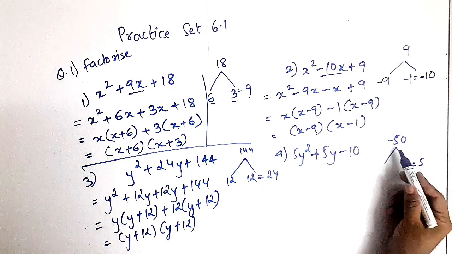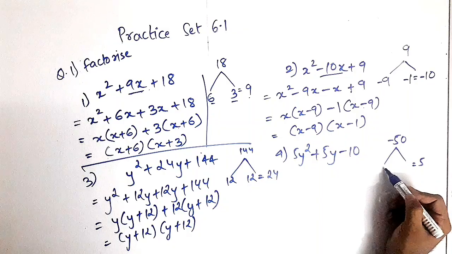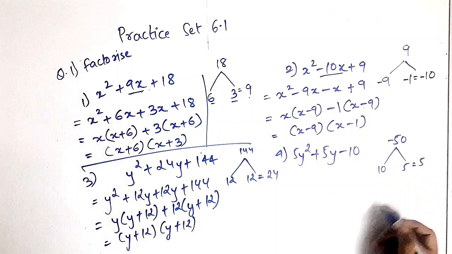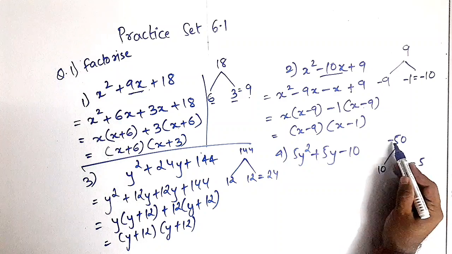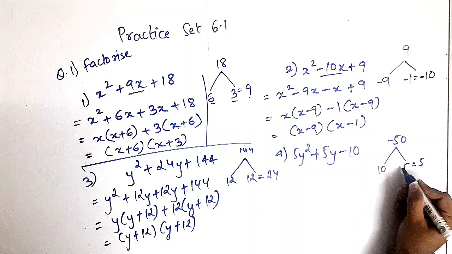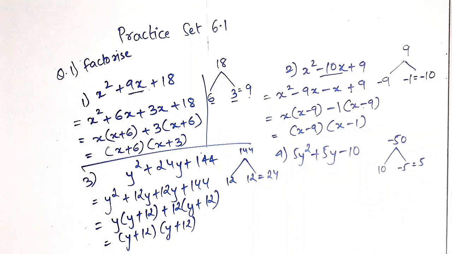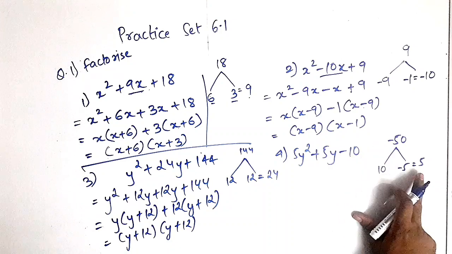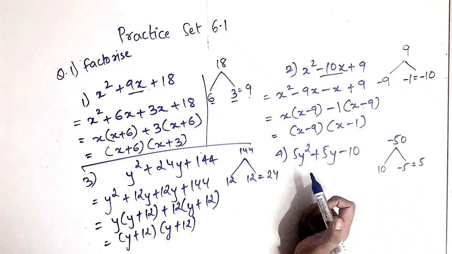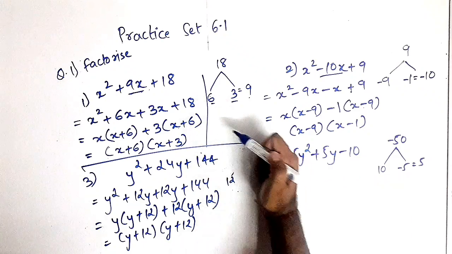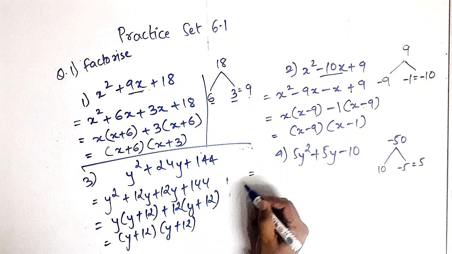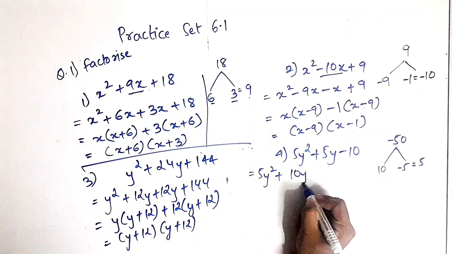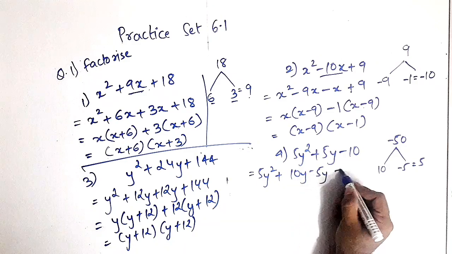Very simple, you know 10 5s are 50. Here I am getting 5, but I want here plus 5 and here I want minus 50. So simple, here I'll put minus 5. 10 into minus 5 I will get minus 50, and 10 minus 5 I'll get plus 5. Okay, so this is how you will write 5y square plus 10y minus 5y minus 10.